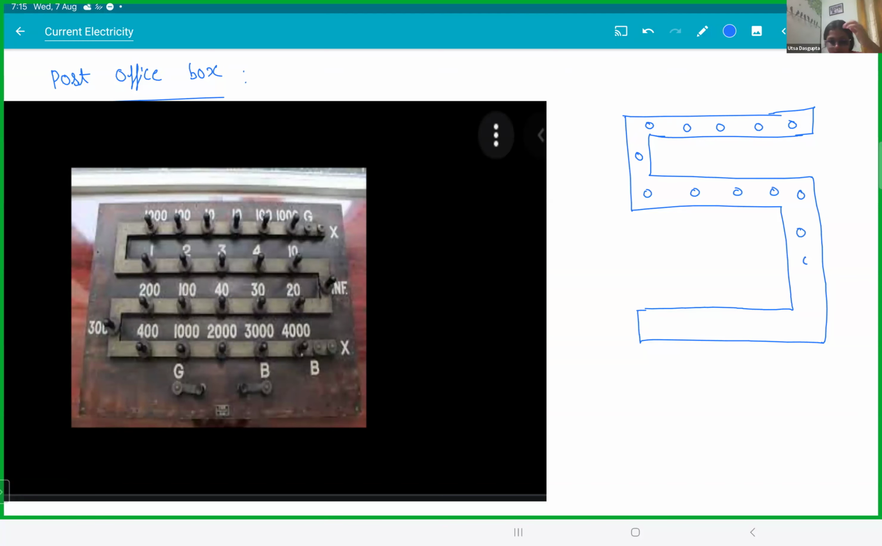Sir, is this a resistance box or a post office box? This is actually a resistance box. We will create a post office box with this. Oh, okay. If the post office box is not there, let's see.